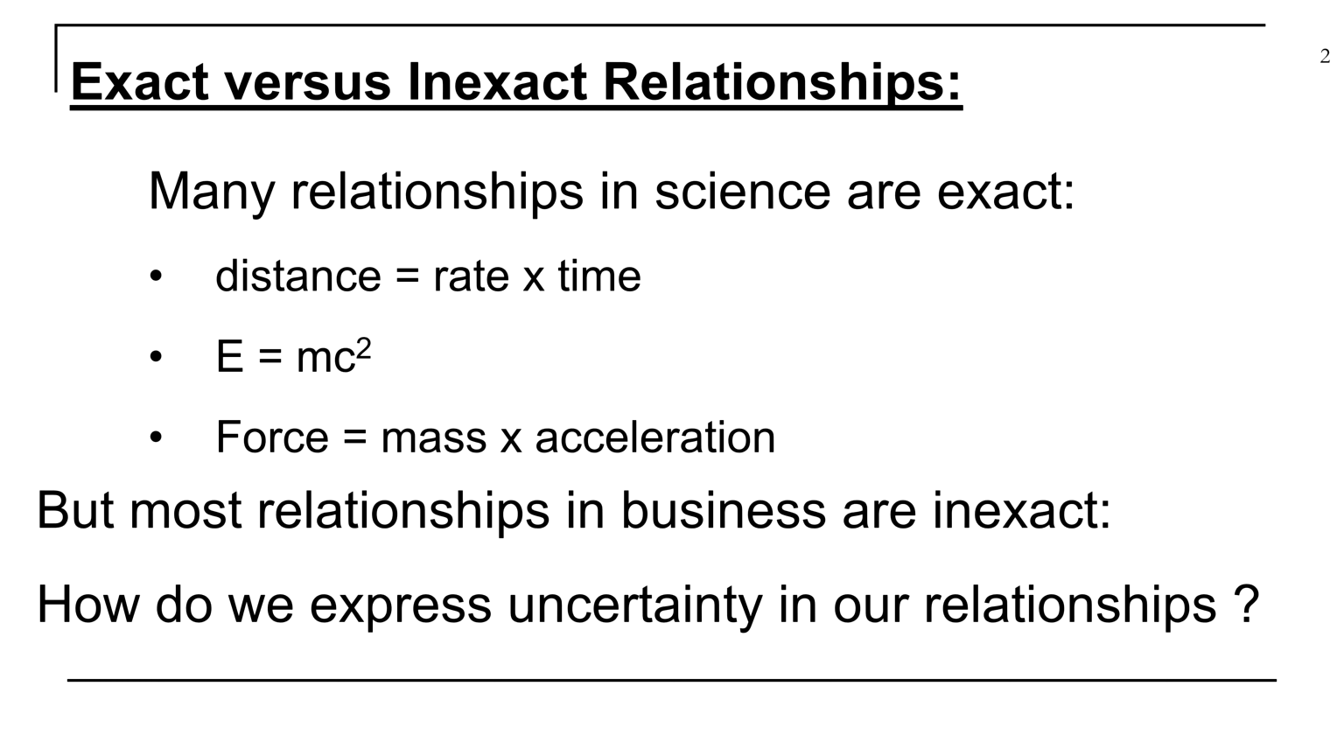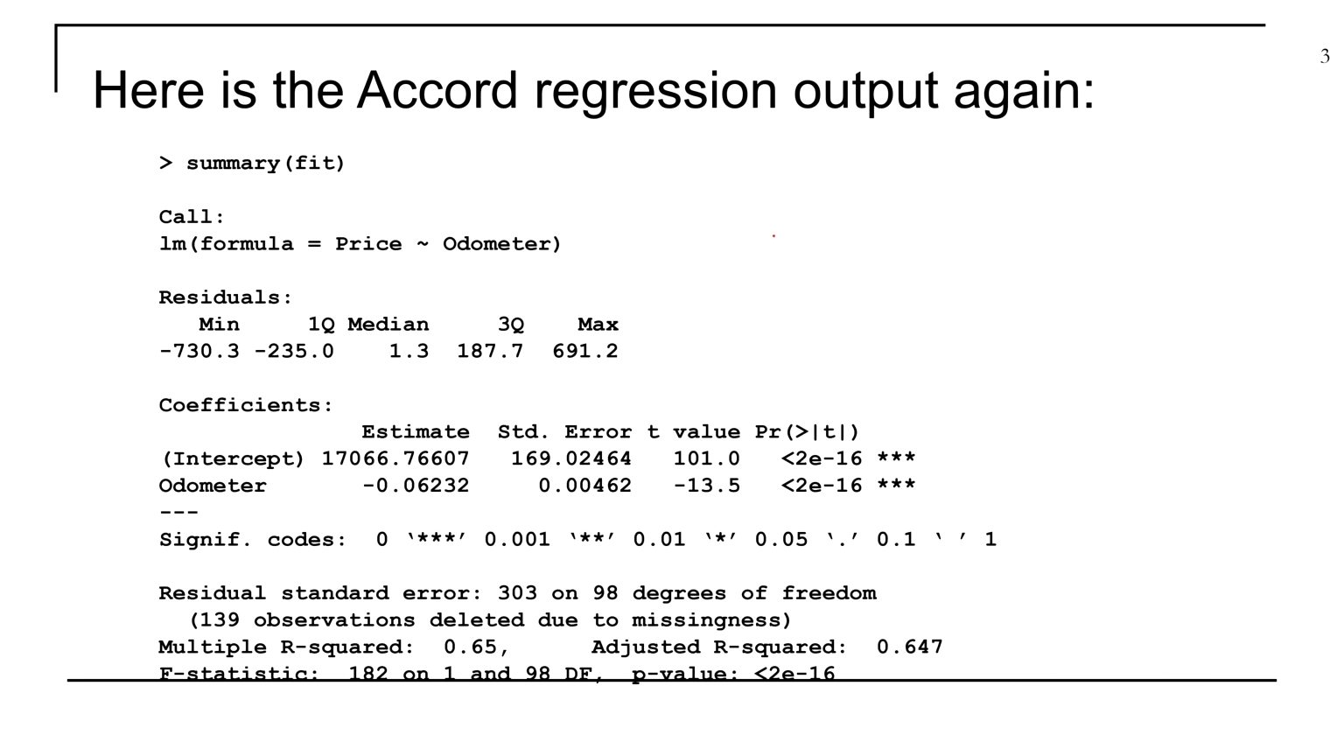Hi, we know how to fit a line to data now. Now the question is, should we have done that in the first place, or how good is the line that we fit? Many relationships in science are exact. Distance is rate times time, energy is mc squared, famous Einstein equation, force is mass times acceleration. Many relationships in business, though, are inexact. They have noise in them. How do we express uncertainty on our relationships? How do we put noise in the model?